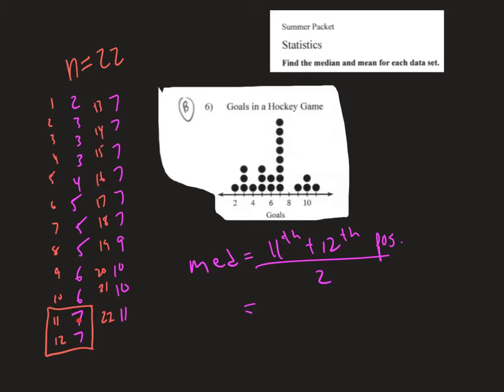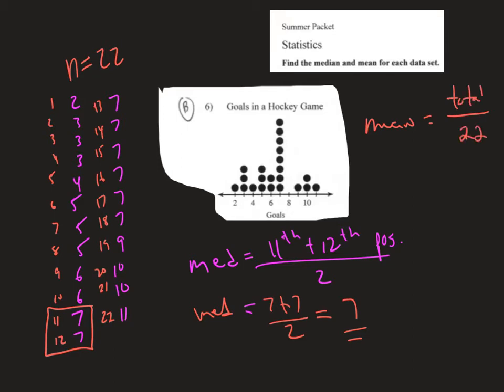So we have the value of 7 and 7. So our median is going to be 7 plus 7 divided by 2, which is 14 over 2, which is 7. So that's our median. Our average, of course, is adding all of the values up and dividing by 22. So the mean, or our average, is the total of all the values divided by 22.